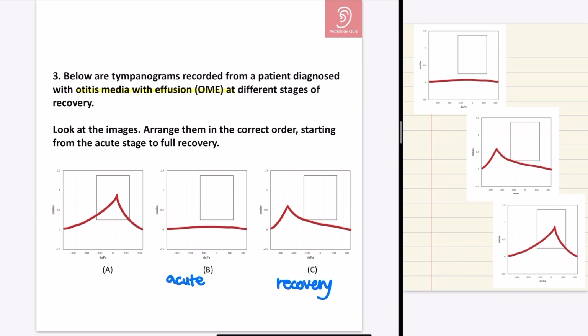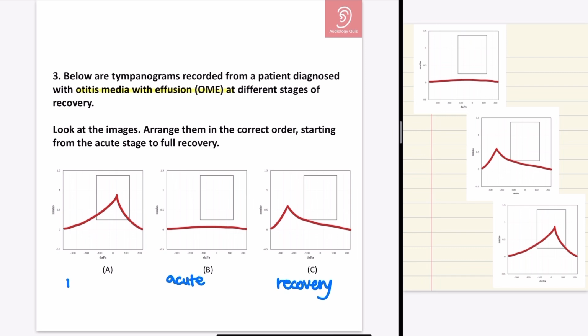Type C, recovery stage. A negative peak at negative 150 decapascals or lower suggests that the middle ear is recovering, but the eustachian tube is still not functioning normally. The fluid is starting to clear, but negative pressure remains, leading to a type C tympanogram.